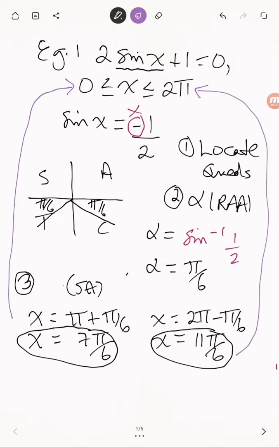So you can just use your calculator, and 7 divided by 6 is bigger than 1, but it's not as big as 2. So that's fine. 11 over 6 is just under 2 pi. So we're good there. Now, if this domain was bigger than 0 to 2 pi, let's say, for example, 0 to 4 pi, then we would have to keep going to find more angles. And we're going to do an example like that later. So I'll go over that with you a bit later.